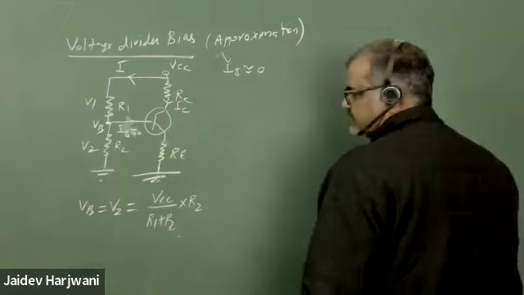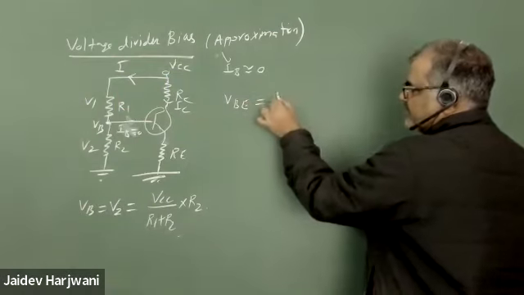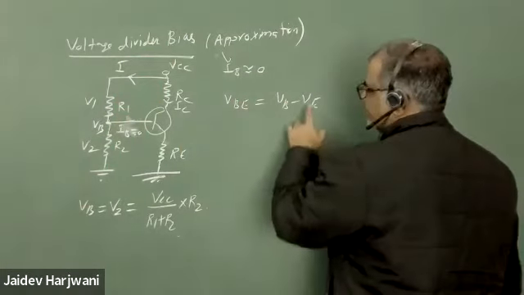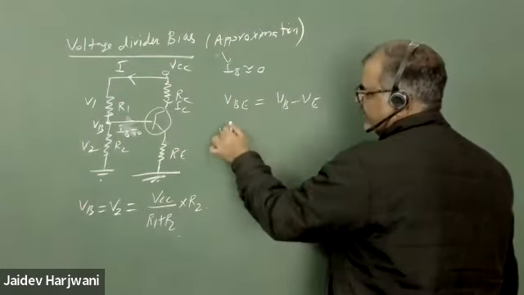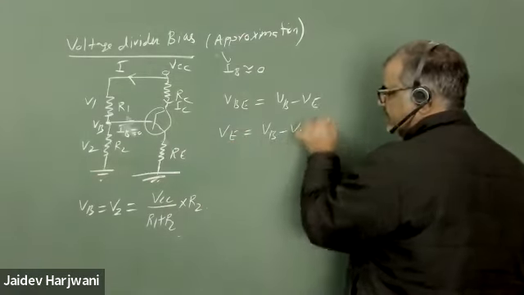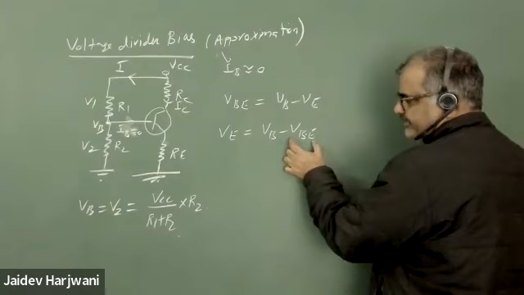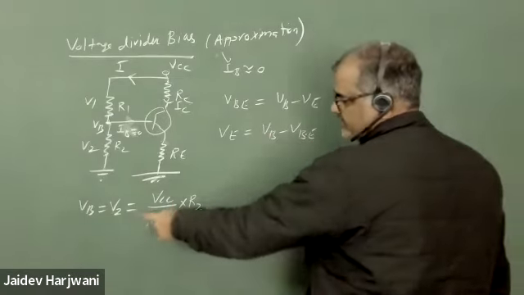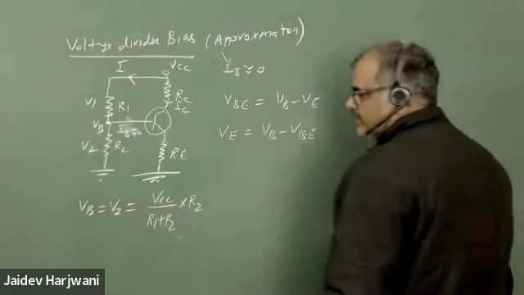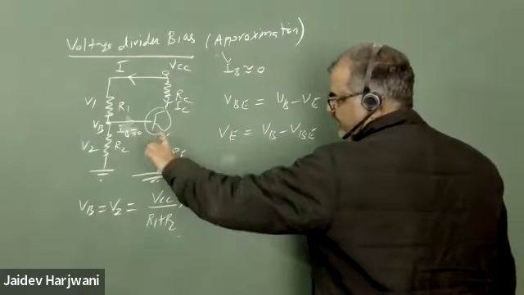Now once I know the VB, things become very simple. VBE is VB minus VE. The VBE value I know, 0.7 or 0.3, whatever is given. So from here I can find VE as VB minus VBE. This value is almost constant, always constant. So once you know the VB, automatically you know the VE.